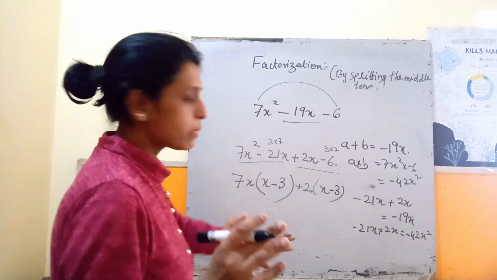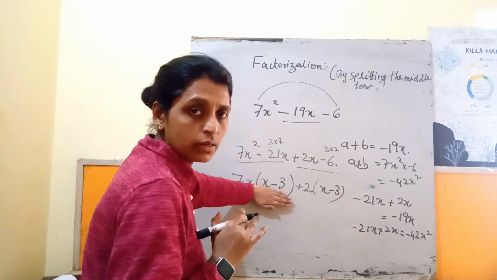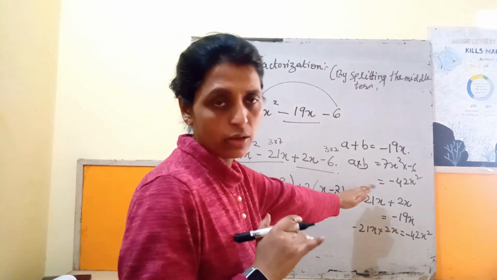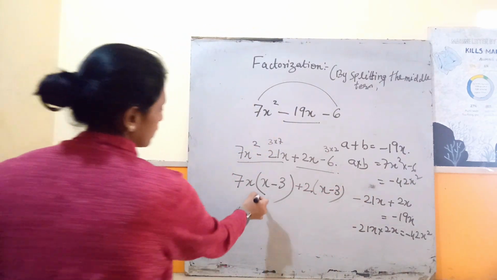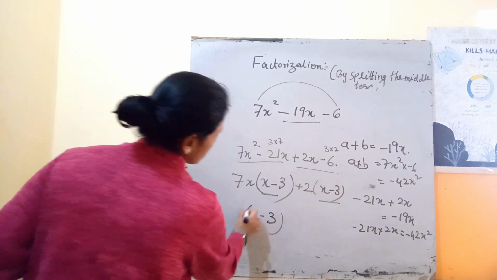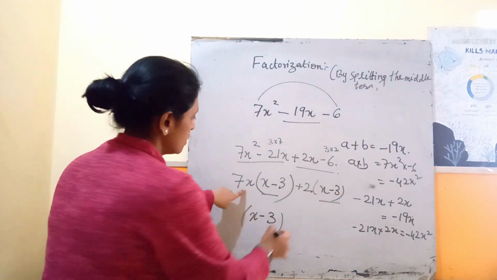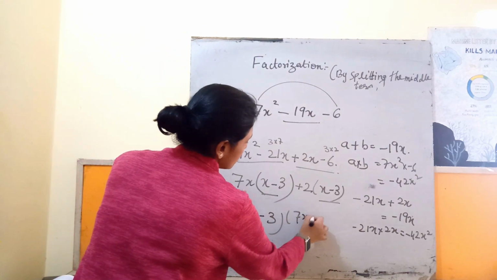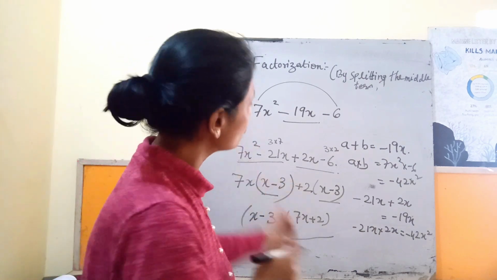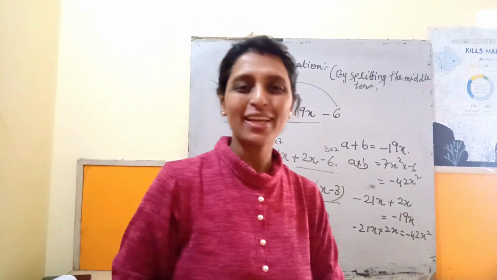Always remember, whatever common we are getting inside this bracket, we will get the same terms in the next pair also. Now out of this, we will take x minus 3 common and we are left with 7x plus 2. So this is the way we have to factorize the given algebraic expression.